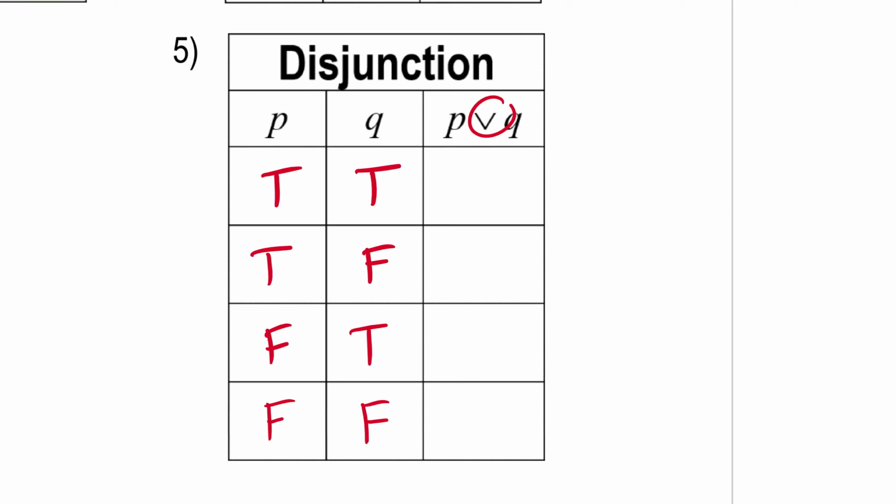Okay, now this symbol means or. That means as long as I have at least one true somewhere, the whole thing is true. So these first 3 have a true in it. The last one does not, which makes it false. So again, you've got to pay attention to the symbol.